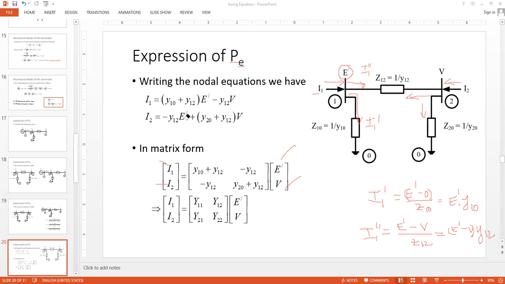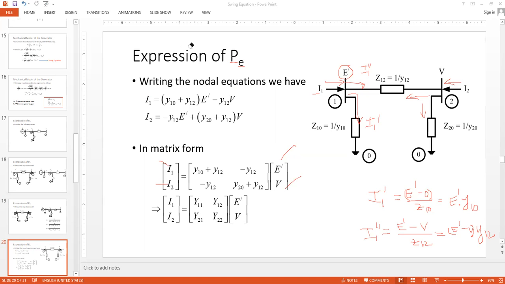What is the I2 and E prime relationship? Minus Y12. And with V and I2, this is the coefficient, Y20 plus Y12. Okay, and these are the branch elements. Remember, these are the branch admittances.